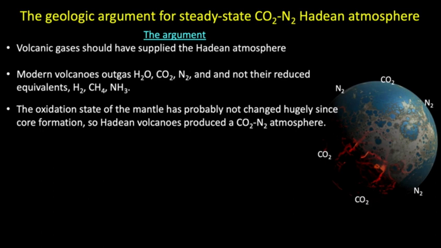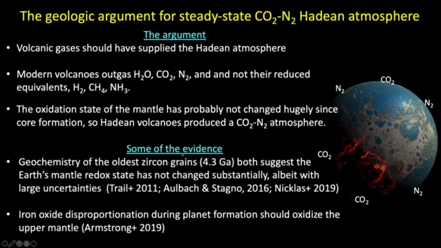Volcanic gases should have supplied the Hadean atmosphere. Modern volcanoes outgas water, carbon dioxide, and nitrogen, and not their reduced equivalents, hydrogen, methane, and ammonia. The oxidation state of the mantle has probably not changed a lot since core formation, so Hadean volcanoes produced a carbon dioxide nitrogen atmosphere. This topic is often debated and has been debated for many, many years, but there is some reasonable evidence to support this argument.